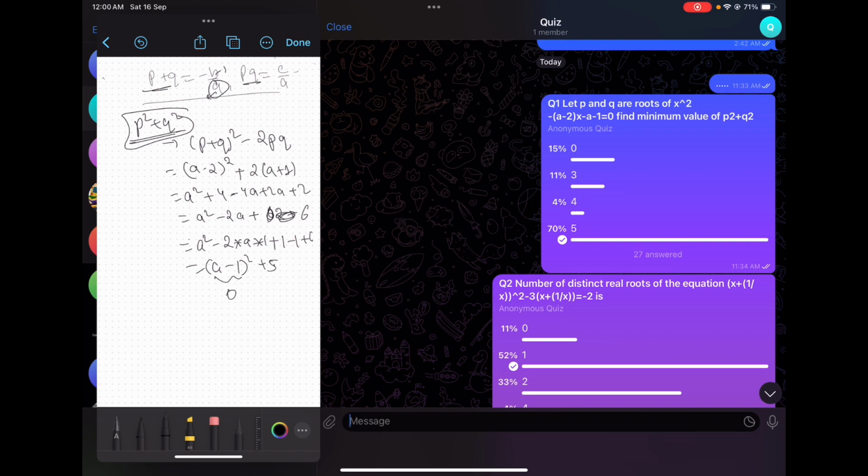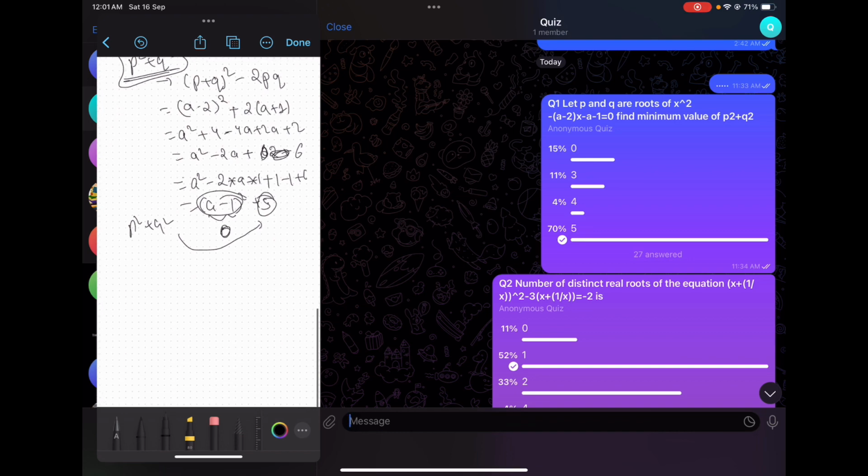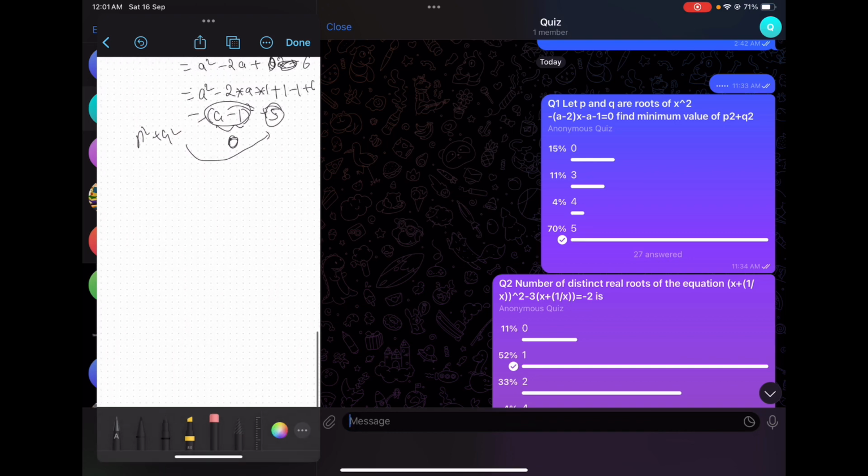Minimum value of this is 0. So minimum value of P square plus Q square will be, when this is minimum is 0. So overall P square plus Q square is 5. So 5 is the answer to this question. Okay, so now let us come to next question.